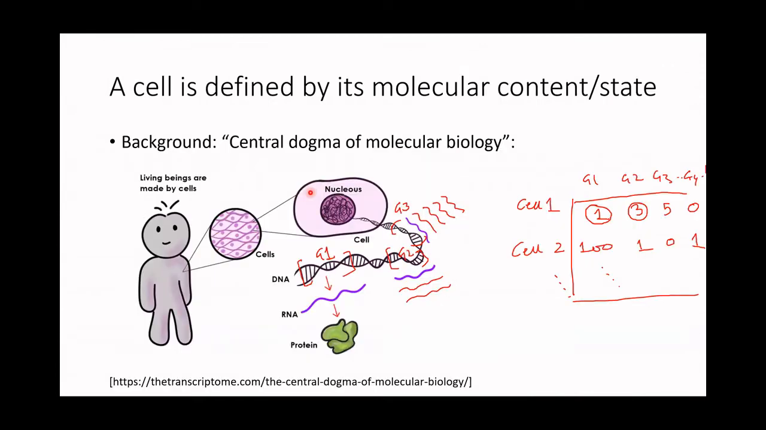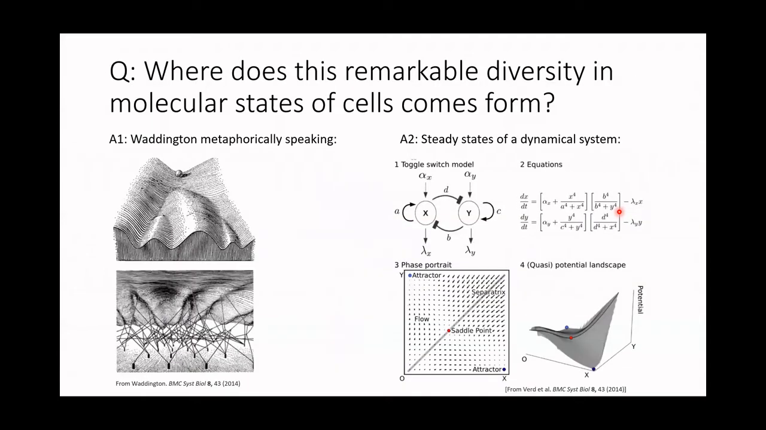So, okay, you have shifted the question: where does the remarkable cellular diversity come from? I have said that it comes from diversity in the molecular content. So where does the diversity in the molecular content come from? Again, we only have one embryo to begin with. And so how did it evolve and differentiate into all these very different cells? So we have only shifted the question.